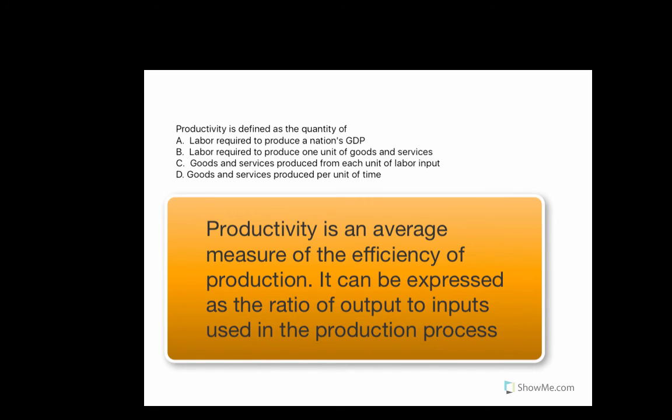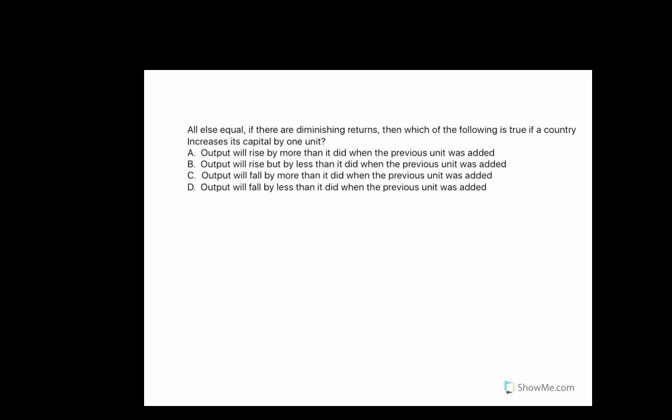Okay, so the next question says productivity is defined as, again, this is just a definition, and that's just the amount of output produced by a given unit of labor input, which is C here. So it's just saying how productive a labor unit is, how much output, goods and services, it produces.